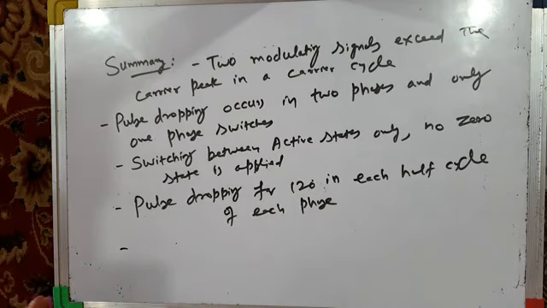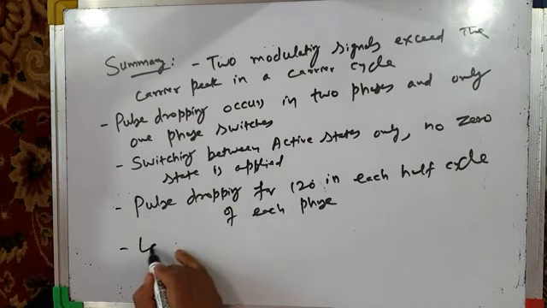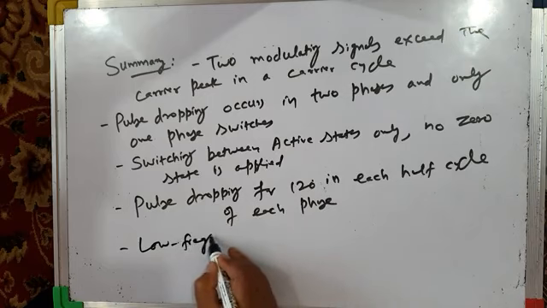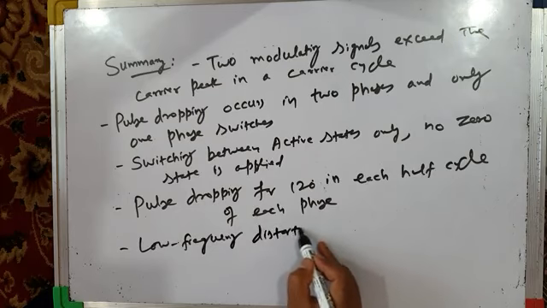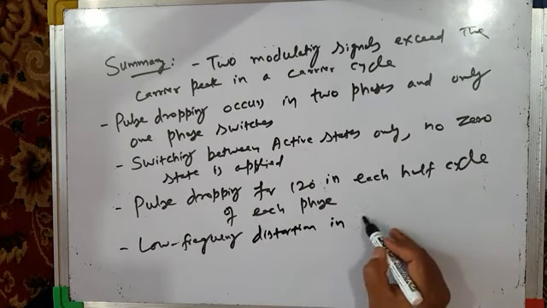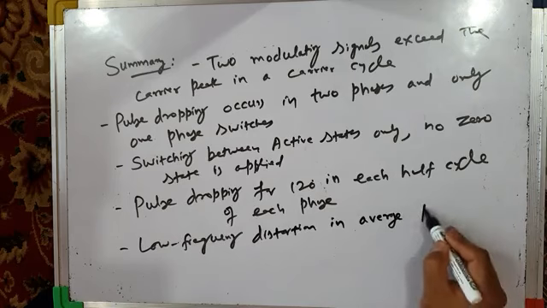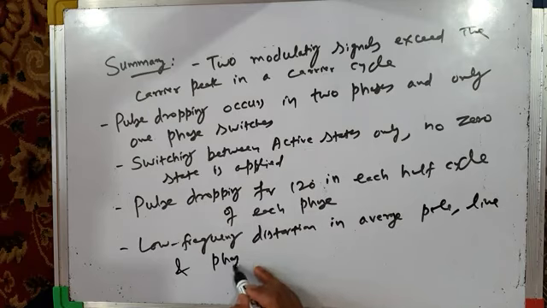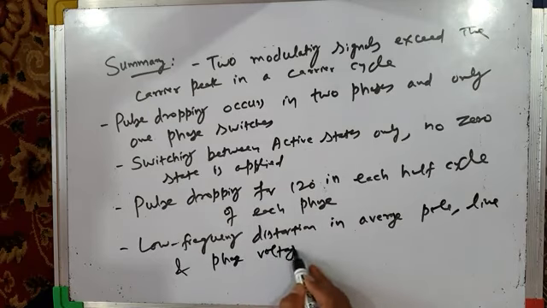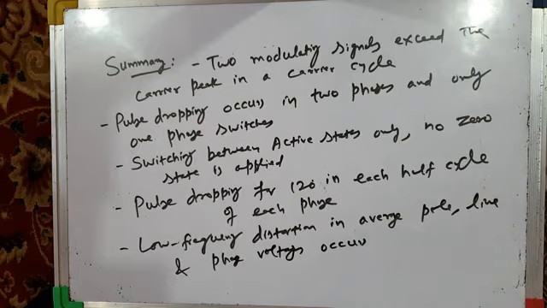The line voltages and phase voltages will have higher amplitude now. Then low frequency distortions will be more here. Low frequency distortion will be there in average pole, average line, and average phase voltages. And the level of distortion for m equal to 2 will be higher than the previous case.